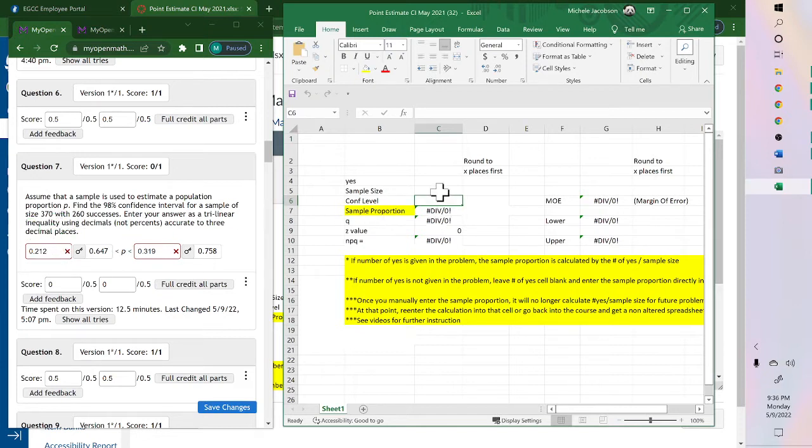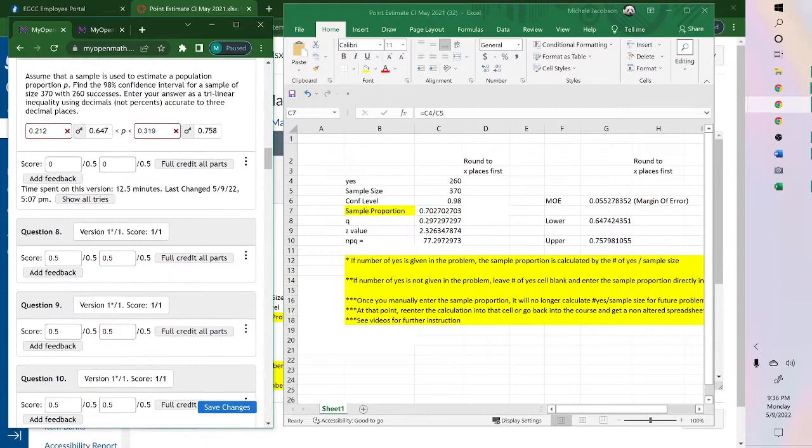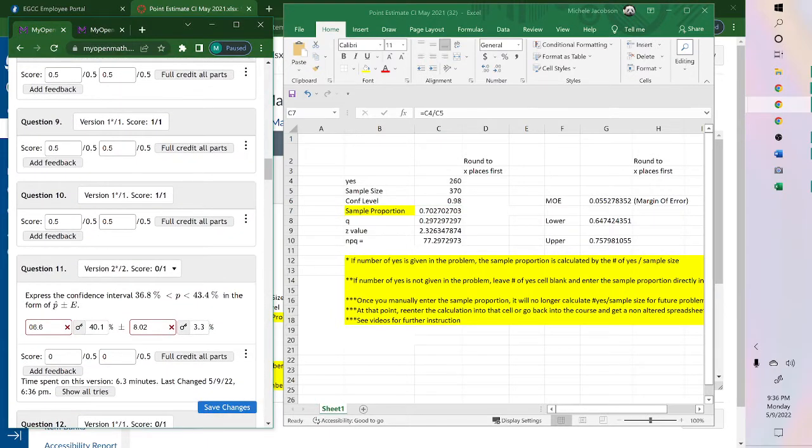Sample size 370. Successes, those are the number of yeses, so 260. And confidence level 0.98. And so the 0.647 and 758. Then number 11.